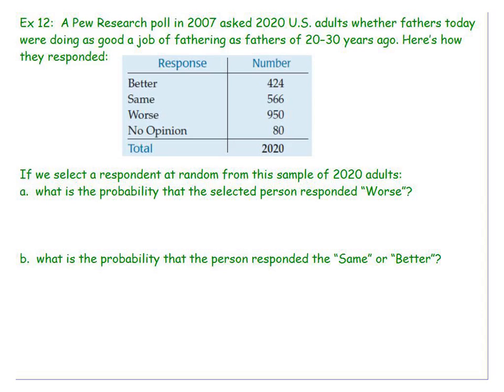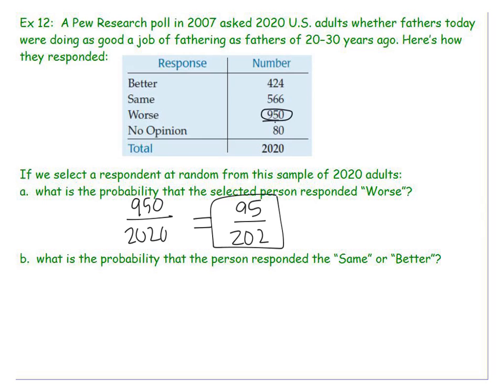So we are selecting a respondent at random from this group of adults. We simply want to answer the question, what is the probability that the selected person responded worse? Well, worse is the 950 out of, we always have to have a total, the total number of people surveyed, which is 2020. We can definitely reduce both of these because they both end in zeros, so we can divide them both by 10. That reduces to 95 out of 202. And that's your answer.